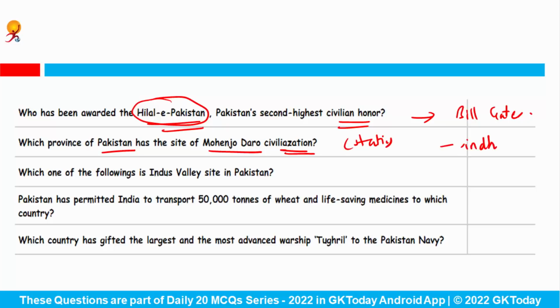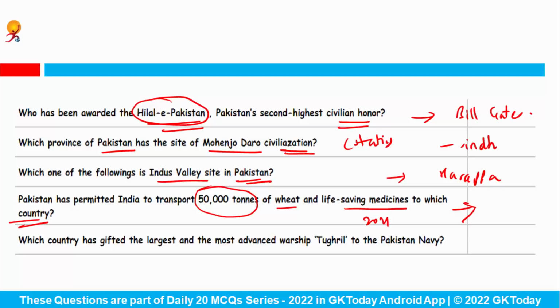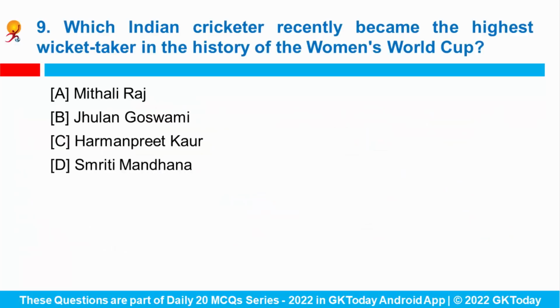Next is, which one of the following is an Indus Valley site in Pakistan? Very obvious answer, Harappa. Then Pakistan has permitted India to transport 50,000 tons of wheat and life-saving medicines to which country? This is news from 2021, and the answer is Afghanistan. Then which country has gifted the largest and most advanced warship to the Pakistan Navy? It is China. Question number 9.